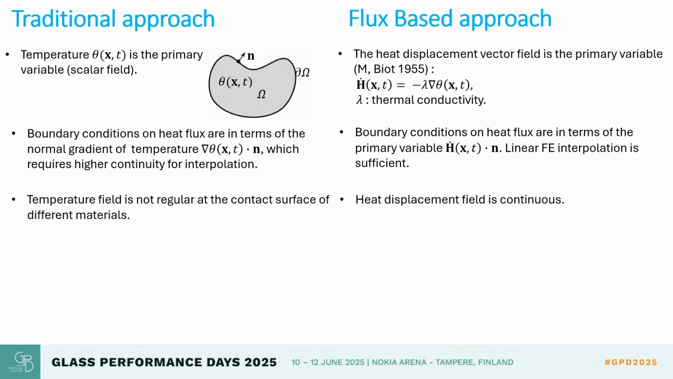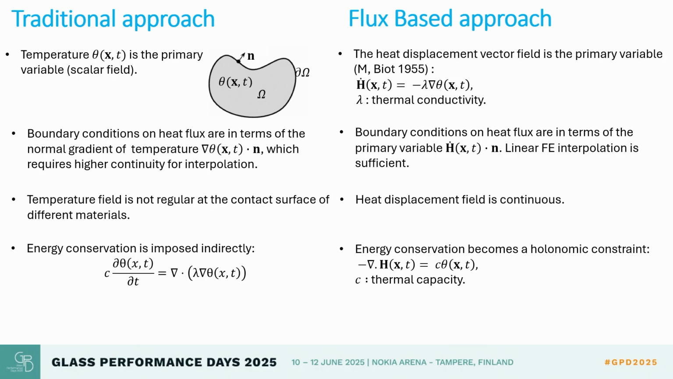The irregularity of the heat displacement, the temperature field at the contact surface between different materials like glass and PVB causes some kind of problems in the numerical analysis, while the heat displacement field is always continuous. Additionally, the most important law in studying this kind of problem is conservation of energy, which is enforced indirectly in the traditional approach, while it is a holonomic constraint in the novel approach.